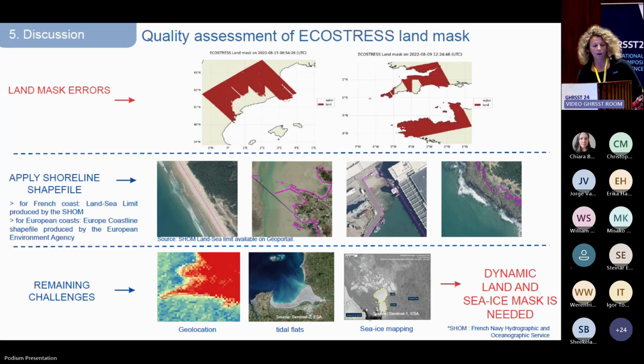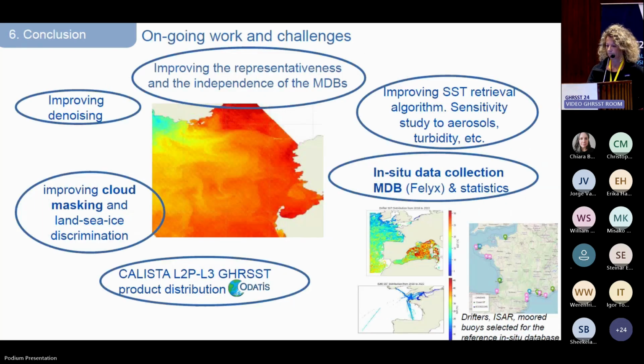So as you can see here, on the top, in red, it's a land mask for EcoStress granules. So we have constructed our own mask.